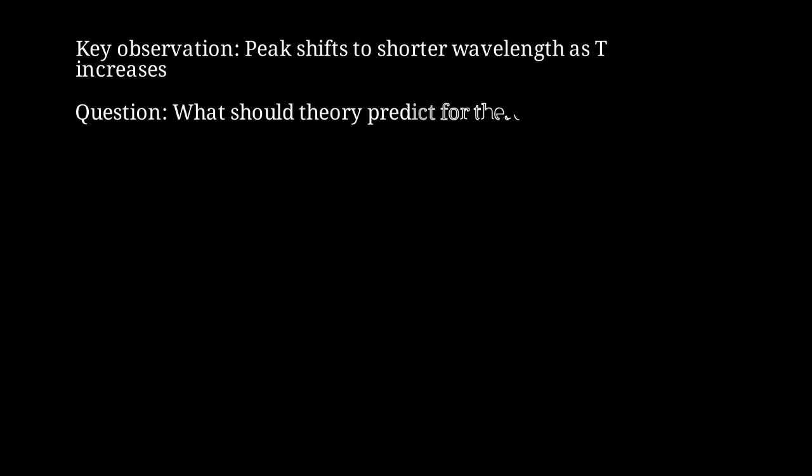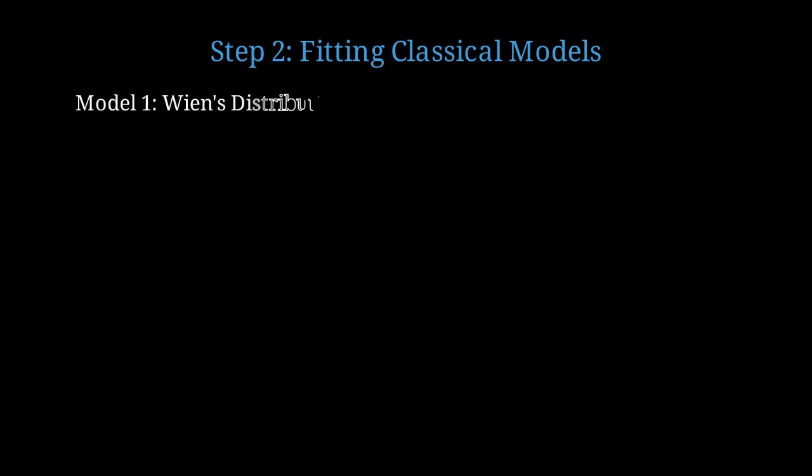Now here's the question we faced in 1895. What should classical physics predict for these intensity curves? Step 2 is to try fitting classical models to this data. Physicists at the time had two main theoretical approaches. First was Wien's distribution law from 1896. Wilhelm Wien proposed that intensity should follow a specific exponential form.